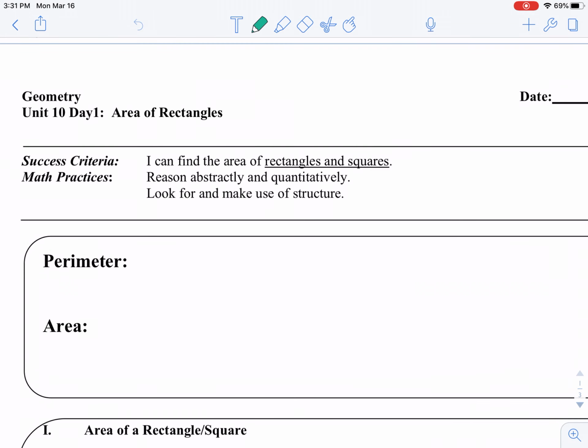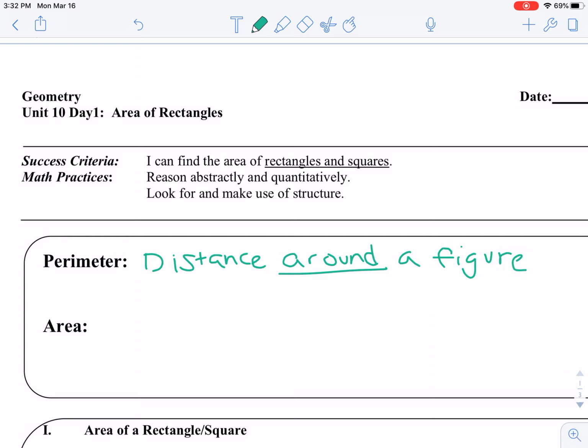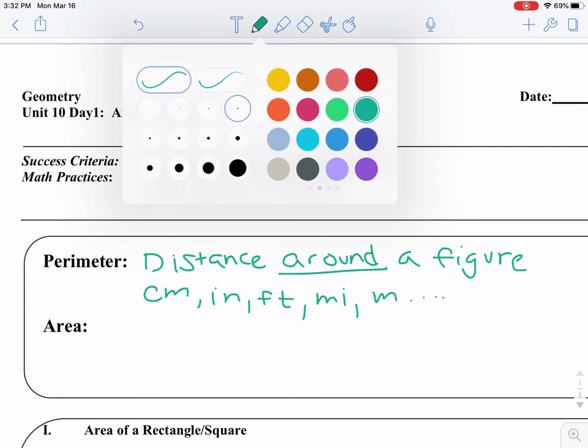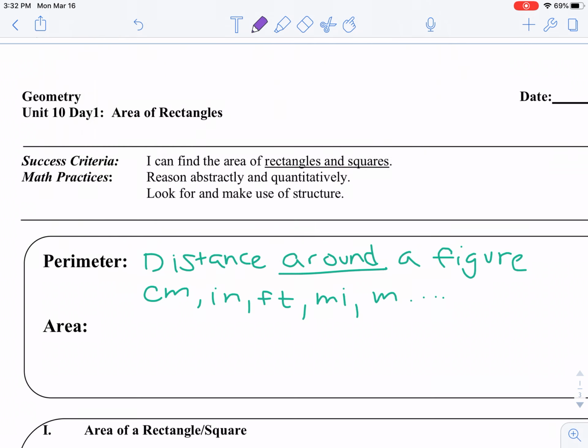Just as a quick reminder, perimeter is your distance around a figure. So imagine that a person is walking and following the path of the outside. That's your perimeter. And so our units are going to be things like centimeters, inches, feet, miles, meters, etc. Whereas area, we know, is the total space inside a two-dimensional figure.